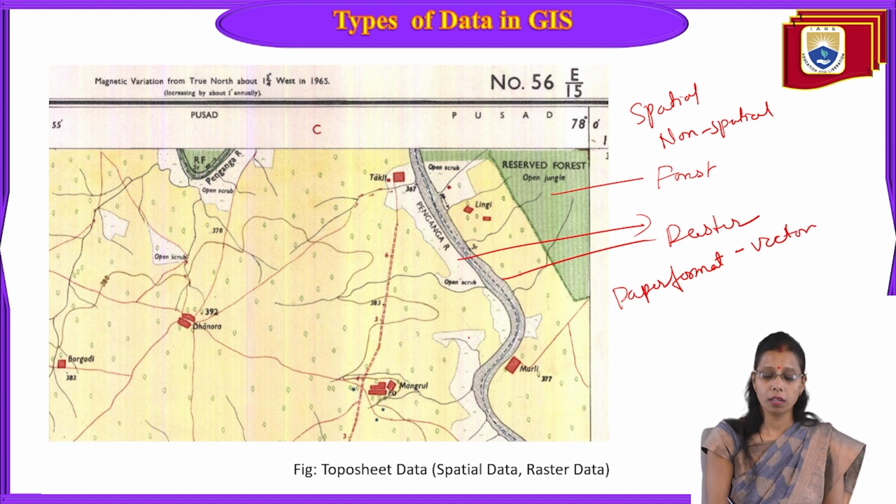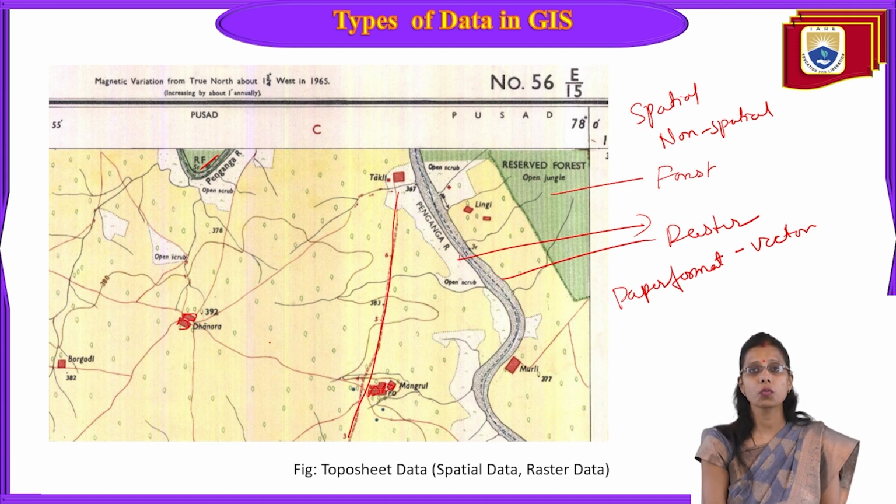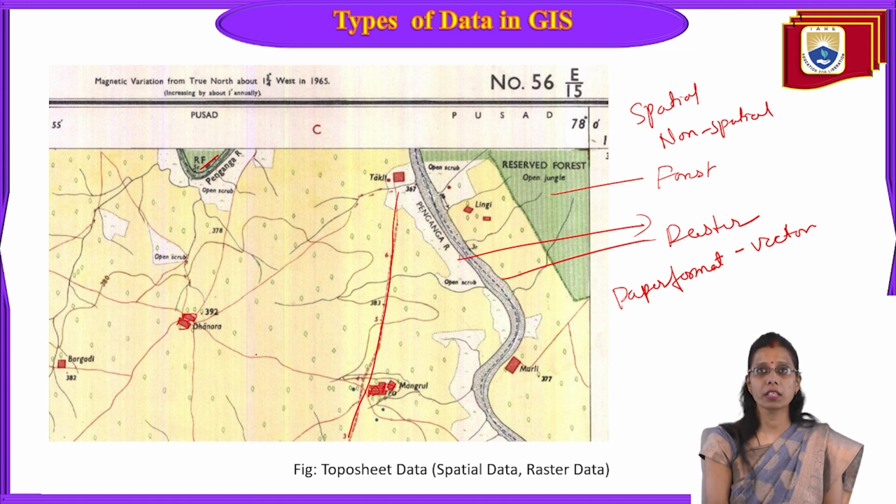Okay. Now in this data, what type of features do we have? We have a river, reserve forest. Here also you have a reserve forest. Here you have a small village. You can see a small village. You have a road here, right? You have a small village here. Okay. So all this raster information, once you want to convert it to vector, now what do we have to do? Just take point, line, polygon.